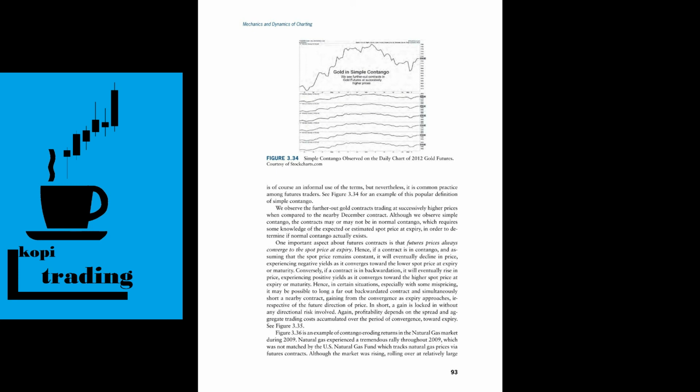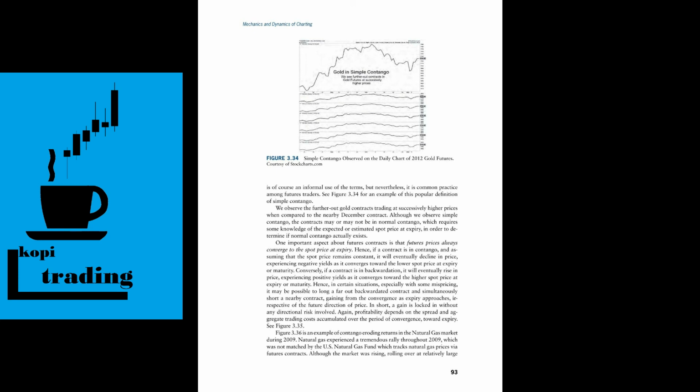Hence, in certain situations, especially with some mispricing, it may be possible to long a far-out backwardated contract and simultaneously short a nearby contract, gaining from the convergence as expiry approaches, irrespective of the future direction of price. In short, a gain is locked in without any directional risk involved. Again, profitability depends on the spread and aggregate trading costs accumulated over the period of convergence toward expiry. See Figure 3.35. Figure 3.36 is an example of contango eroding returns in the natural gas market.